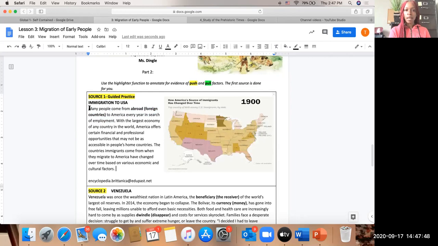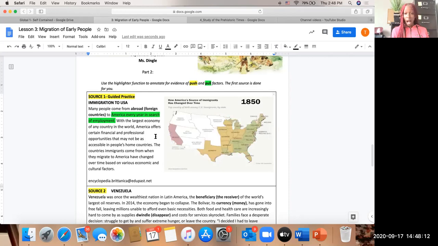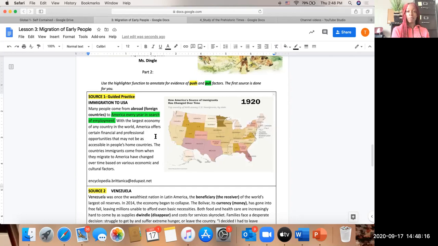All right, so I already heard my pull factor, and it is that people from abroad or different countries travel to America every year in search of employment. So I'm going to highlight that green, because if there's a country out there that has wealth and employment, I'm going. If I'm living in a country that has low education, poverty, and low employment rates, and I come across America that has high employment rates and money and wealth, I'm going to highlight that green because I'm going.